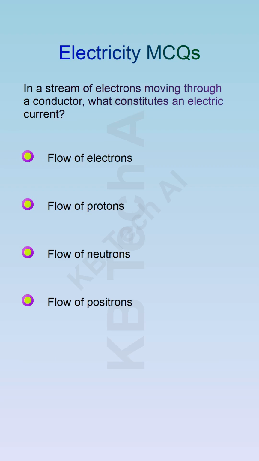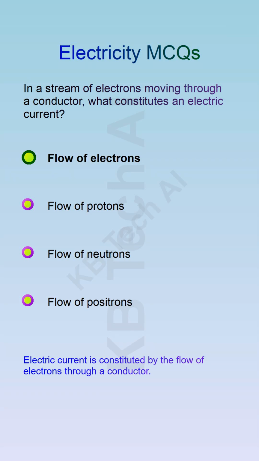In a stream of electrons moving through a conductor, what constitutes an electric current? Option 1, flow of electrons, option 2, flow of protons, option 3, flow of neutrons, option 4, flow of positrons. The answer is, option 1, flow of electrons.